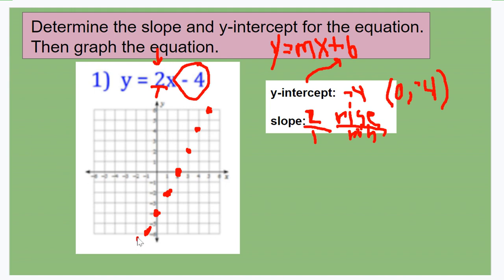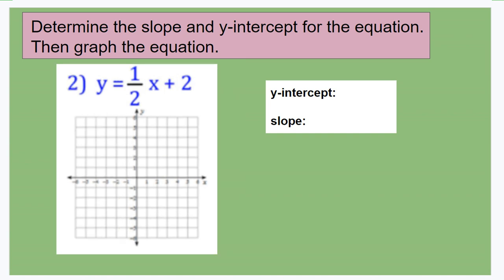And then I'm going to try connecting it to make my line. Actually, it's not going to let me change tools. So you would connect them with a ruler or a straight edge. And of course, since I'm doing this with a mouse, mine isn't very straight. But yours should look very nice on your paper. And that is the graph of y equals 2x minus 4.